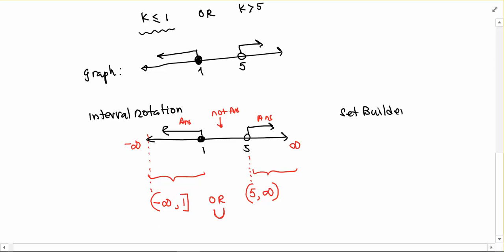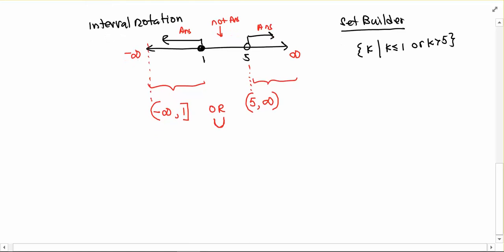Now remember, set builder is super easy. The letter we are using is K, so bracket K, line, and then the answer: K less than 1 or K greater than 5. Honestly, set builder is the easiest of the three, but the one that most people get wrong. So there are all three ways of writing the answer.